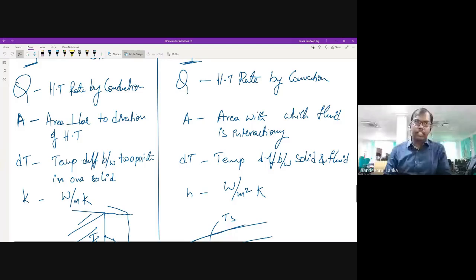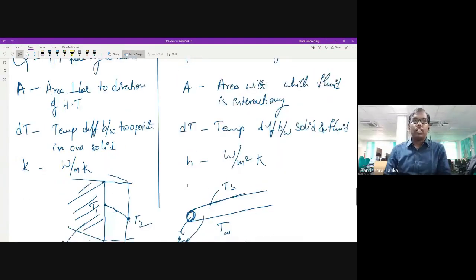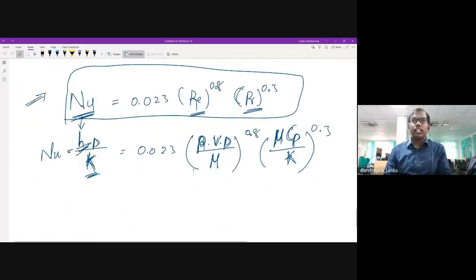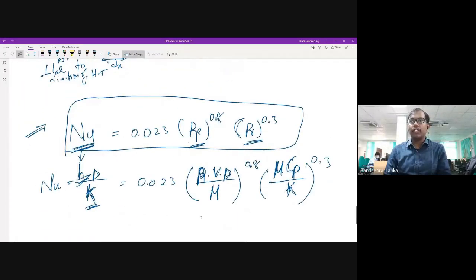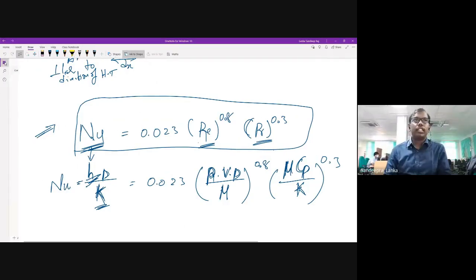Next we have seen delta T. It is the temperature difference between two points in one solid when it comes to conduction. But when it comes to convection, it is the temperature difference between solid and fluid. Also we have seen the proportionality constant. And then somebody asked me a question. I have explained that question using this equation. This is called the Dittus-Boelter equation. So this is what we have seen in the last class.